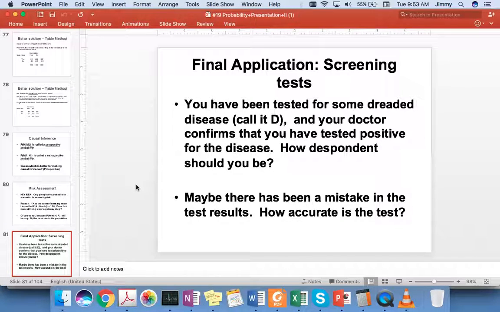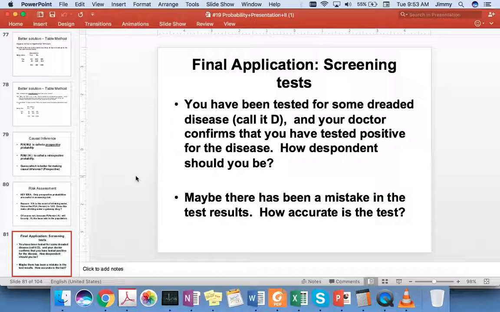So, final application, screening tests. You have been tested for some dreaded disease, call it D, and your doctor confirms that you have tested positive for the disease. How despondent should you be? Maybe there has been a mistake in the test results. How accurate is the test?